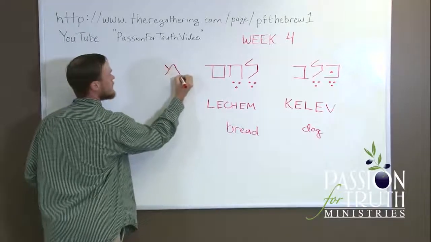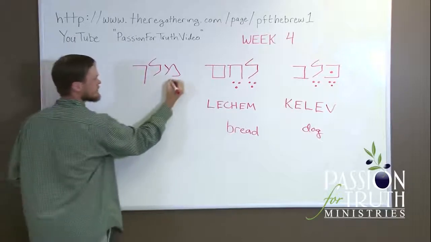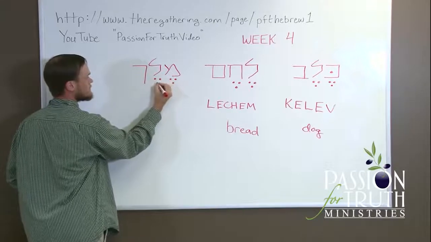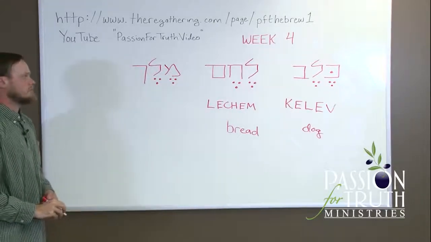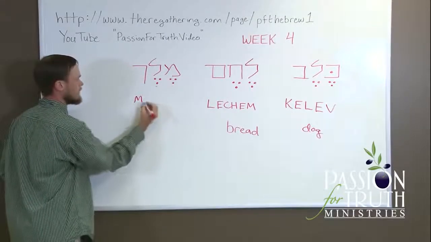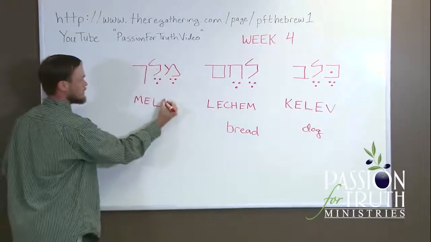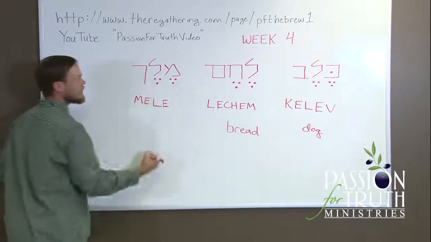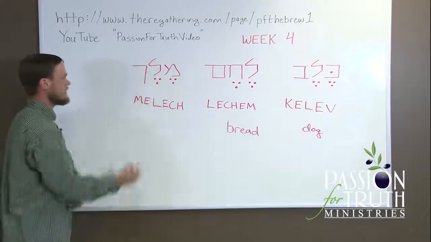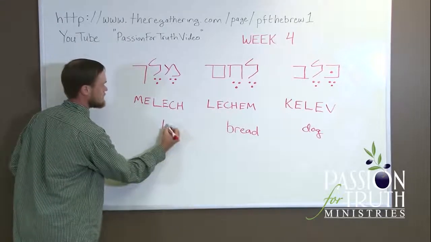In this word, mem, lamed, final chaf, with a segel under the mem and a segel under the lamed. Okay, so this is pronounced M for the mem, short E for the segel, L for the lamed, short E for the segel under the lamed, and Ch for the chaf. So melech, and melech is a king.